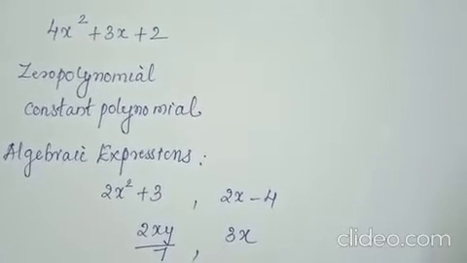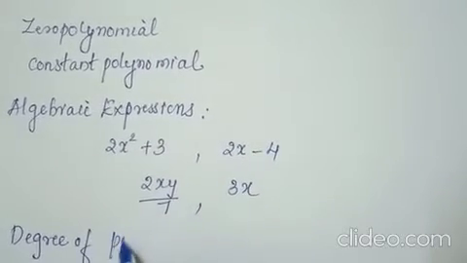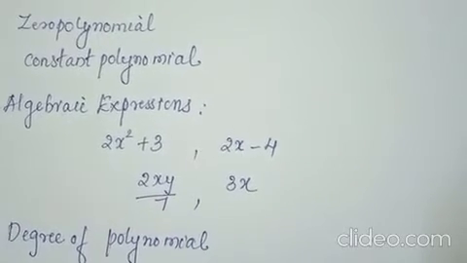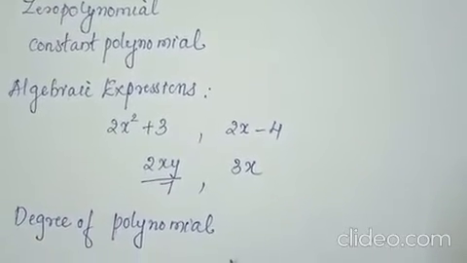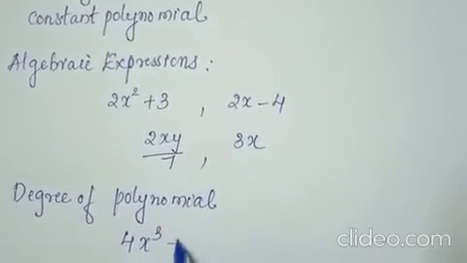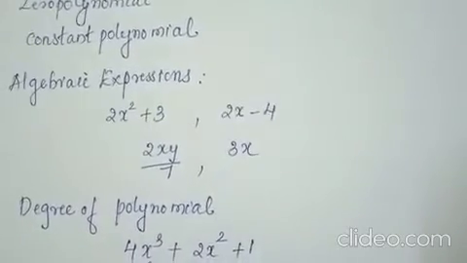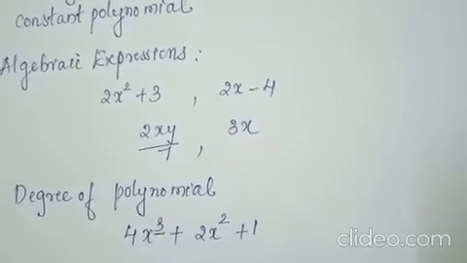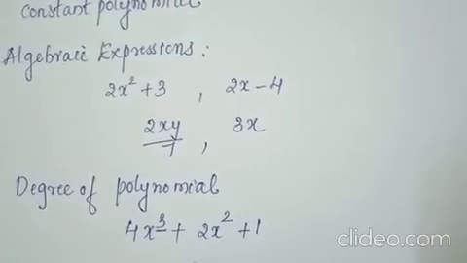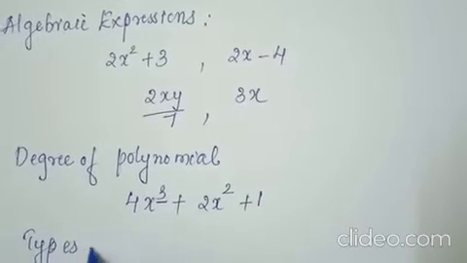Next, in this chapter we will study the degree of a polynomial. So degree of a polynomial means what? Degree of a polynomial in one variable is the highest exponent of the variable. So let us do an example. 4x cube plus 2x square plus 1. So which has the highest degree? 4x cube. This is the highest degree. So the degree is 3 here. Understood?